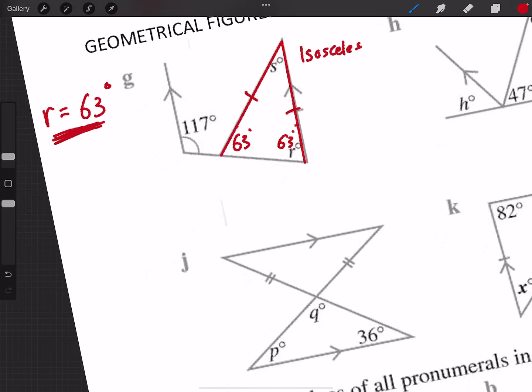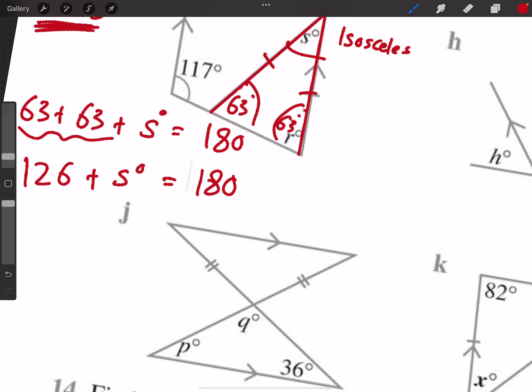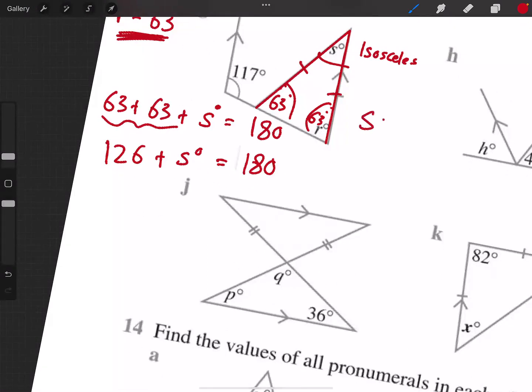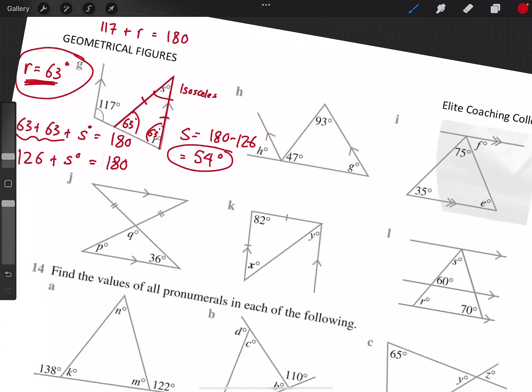So how do we find S? Well, we know that 63 degrees plus 63 degrees plus the angle S is equal to a total of 180 degrees, because these are all the angles inside of a triangle. 63 plus 63 is 126 plus the angle S is equal to 180. So therefore, angle S, we do a subtraction, 180 take away 126, and that's going to give you 54 degrees. Okay. So there's your R and there's your S.